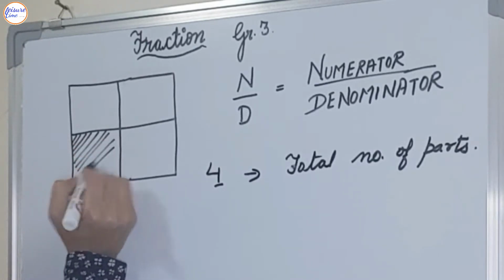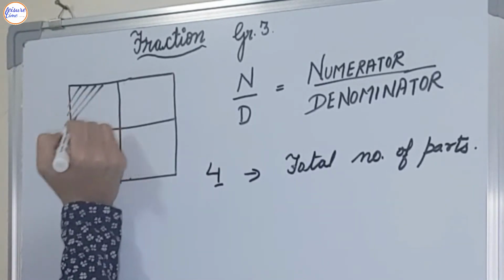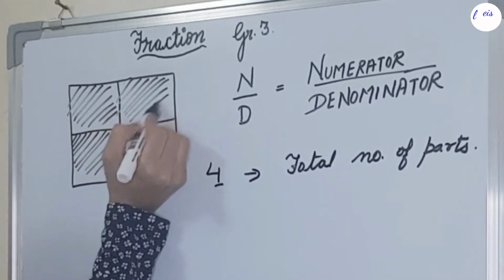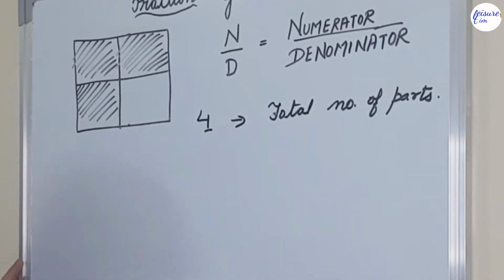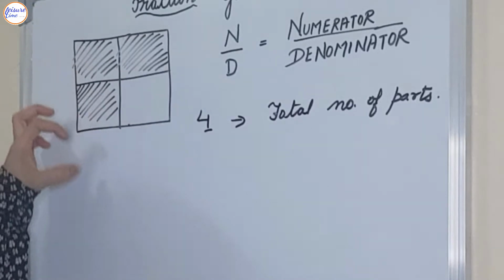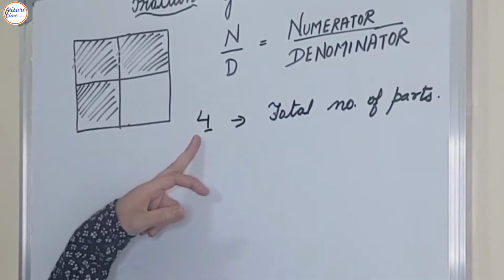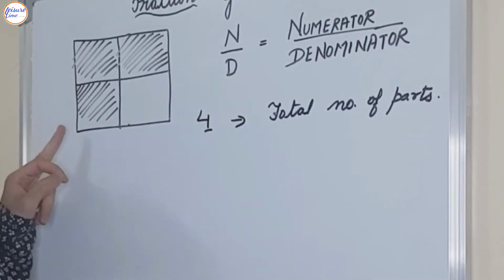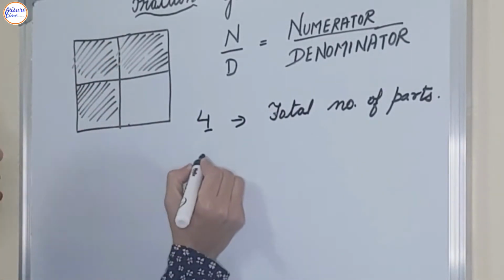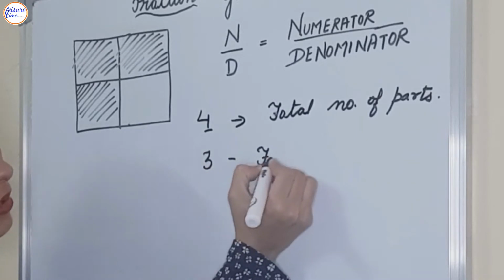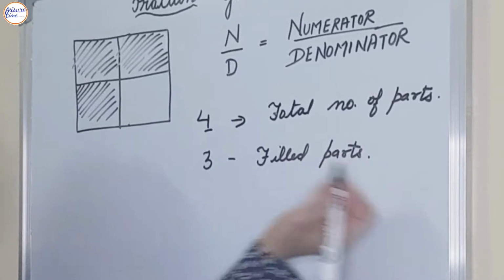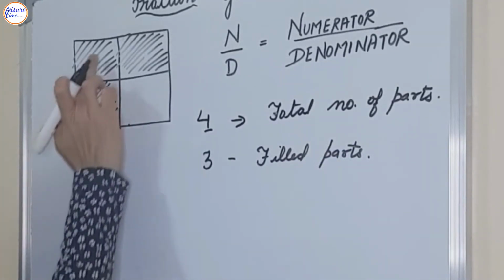Okay. Now if I fill this part and this part and this part. So see here, first 1, 2, 3, 4. So total number of parts, how many parts are there? 4. And how many parts I filled already? 1, 2, 3. So 3 is the filled parts, means the equal number of parts. So 1, 2, 3, 4.